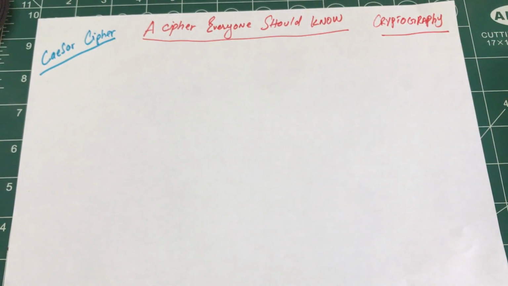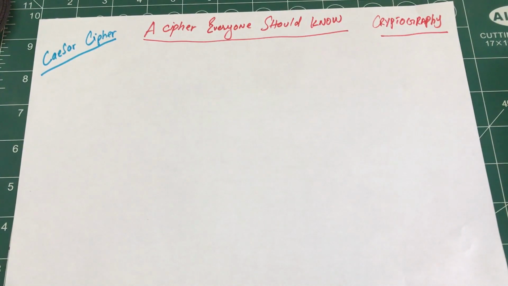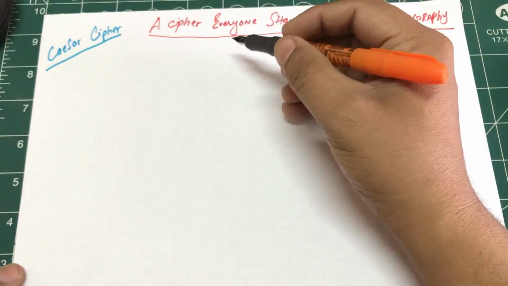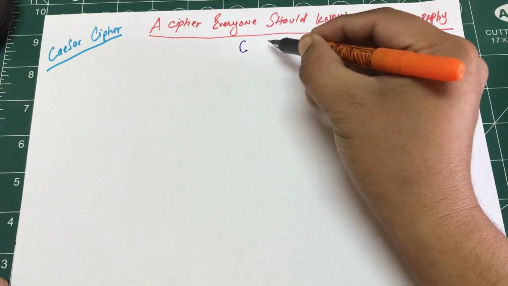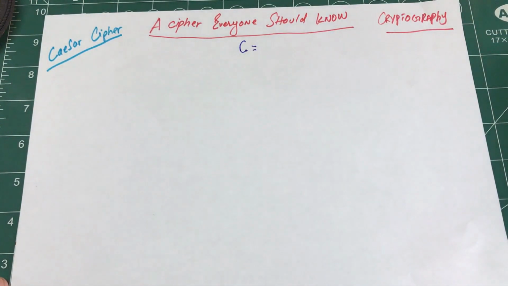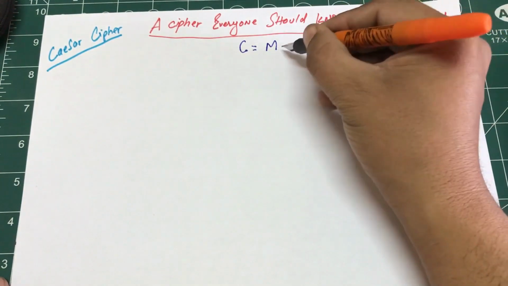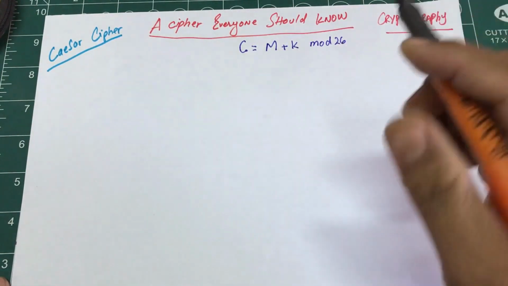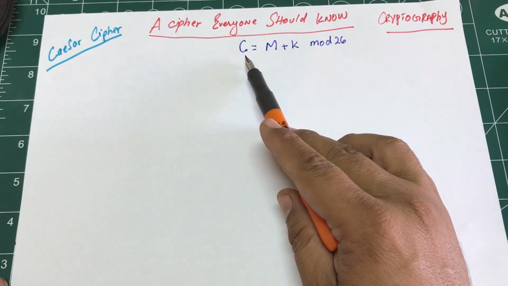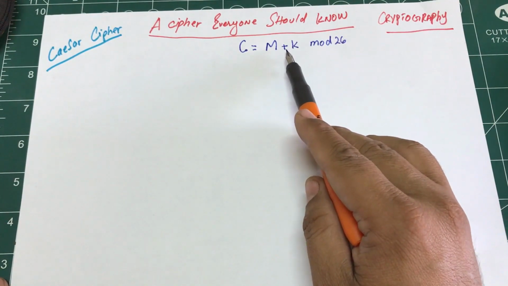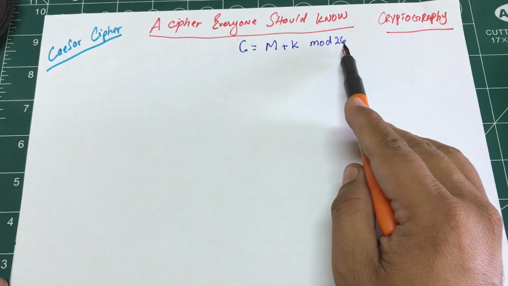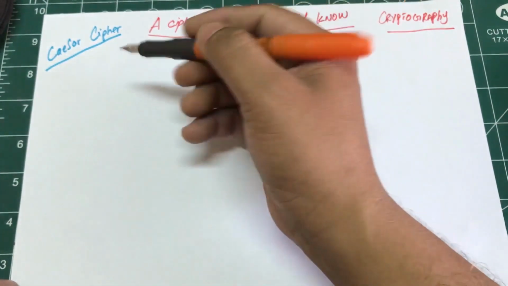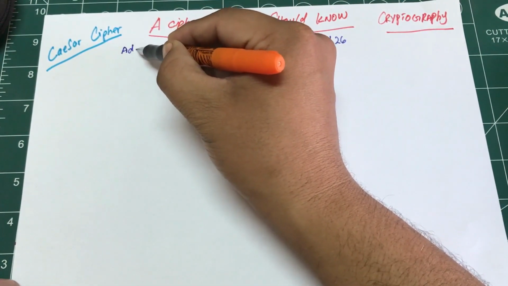It was additive in nature and it was monoalphabetic. So I'll define this. What do I mean by monoalphabetic cipher? The simple definition of the Caesar cipher is that C is equal to your message plus some key, mod 26. If I want to get a ciphertext, I'll take my message, add a key to it, and take mod 26, and you will get a ciphertext. So it's a stream cipher. It's not a block cipher. It's actually additive in nature.